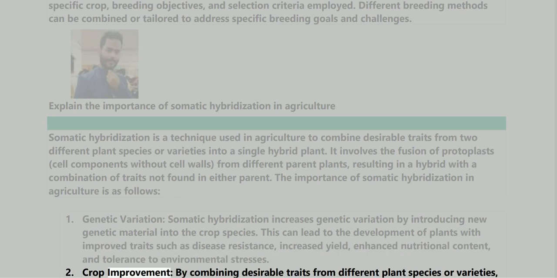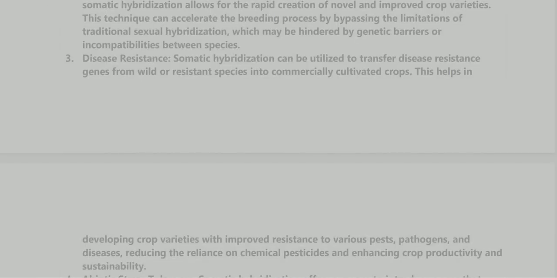2. Crop improvement. By combining desirable traits from different plant species or varieties, somatic hybridization allows for the rapid creation of novel and improved crop varieties. This technique can accelerate the breeding process by bypassing the limitations of traditional sexual hybridization, which may be hindered by genetic barriers or incompatibilities between species.